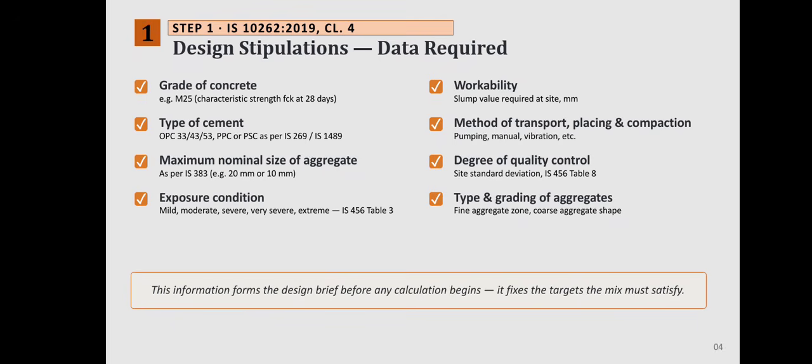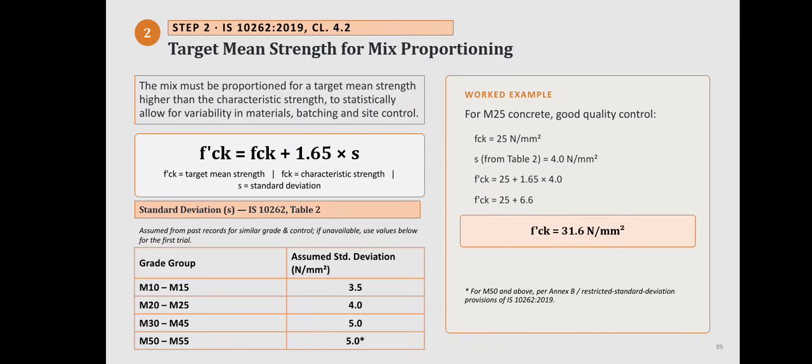We must decide the grade of concrete such as M25 or M30, type of cement, OPC or PPC, maximum size of the aggregate 10 mm, 20 mm or 40 mm, exposure conditions mild, moderate, severe or extreme, and the required workability based on slump value, method of placing manual, vibration or by pumping, and degree of quality control, and the type and grading of aggregates. These parameters act as the foundation for the entire mix design process.